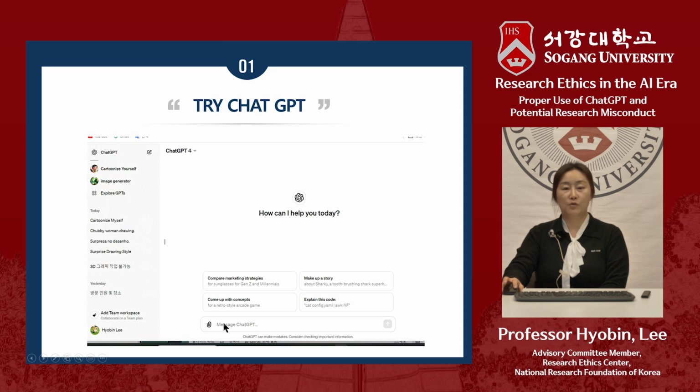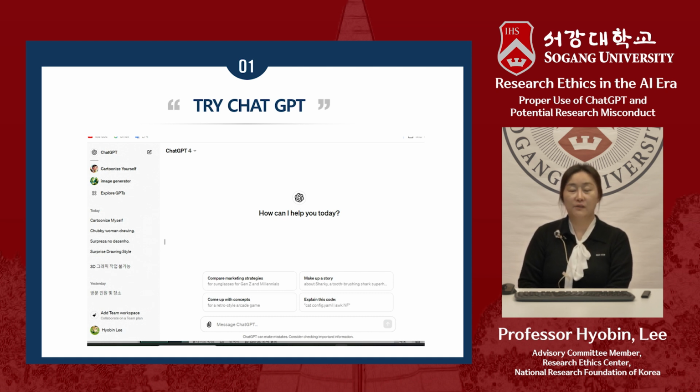I don't think you use Explore GPT, but I strongly recommend not to use ads like this because of the security. Not only for the security reason, but you should understand how ChatGPT answers the questions. So ChatGPT answers based on statistics, based on the frequency. So what word frequently follows this word?